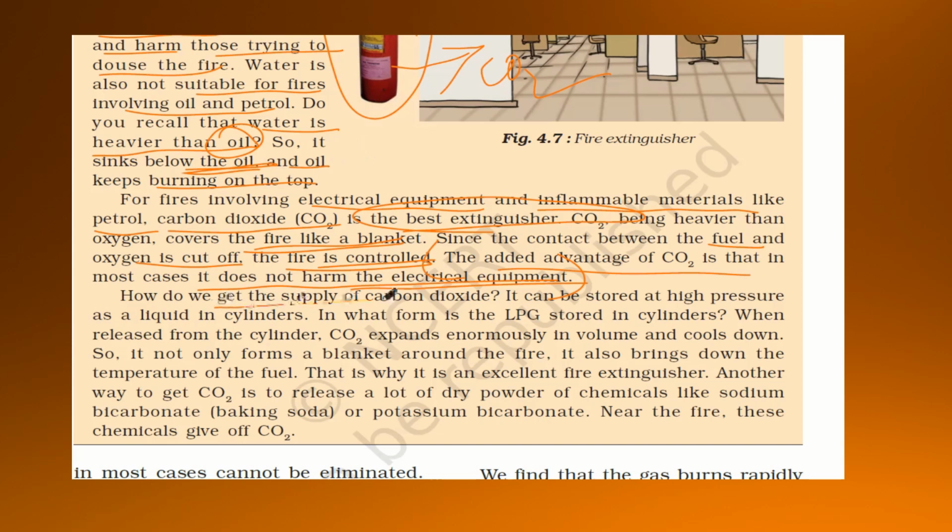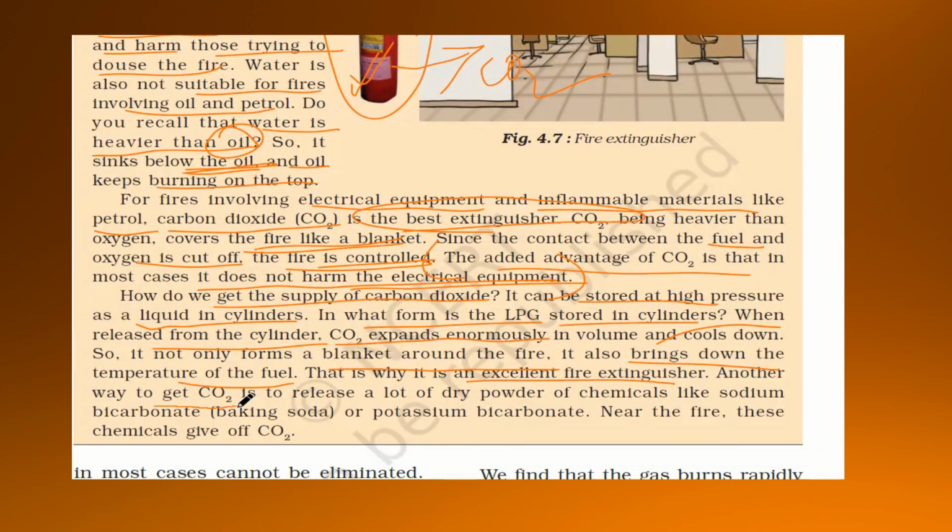Now, how do we get the supply of carbon dioxide? It can be stored at high pressure as liquid in cylinders, like LPG stored in cylinders. When released from the cylinder, carbon dioxide expands enormously. So it is stored under pressure in these fire extinguishers, and when it is forcefully pressed and comes out, it increases its volume enormously and cools down. It not only forms a blanket around the fire, it also brings down the temperature of the fuel. So what does it mean? The ignition temperature is brought down, and that is why it is an excellent fire extinguisher.